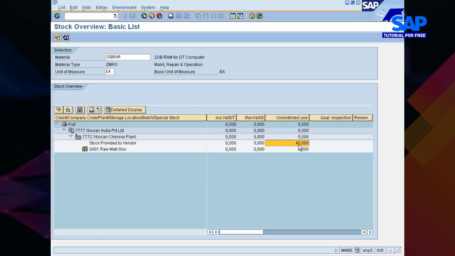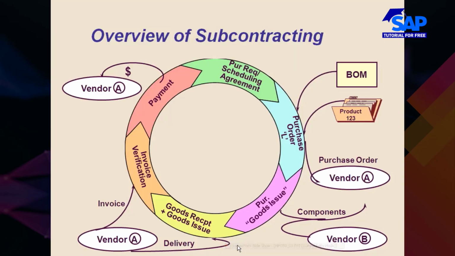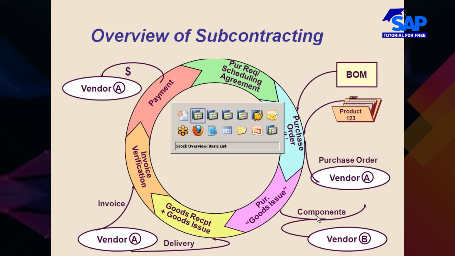That means when you do goods receipt, these 40 components of stock provided to vendor will vanish for all the three materials, right? So that's the reason we have included goods receipt plus goods issue. That is goods receipt of a finished product plus goods issue completion of the components which were issued in the preceding step. Okay.